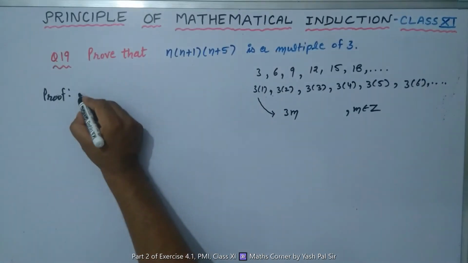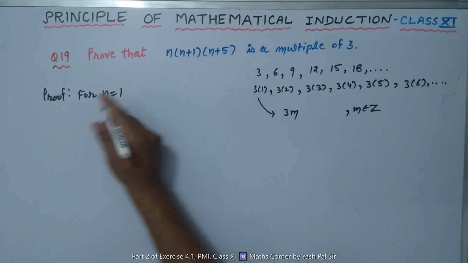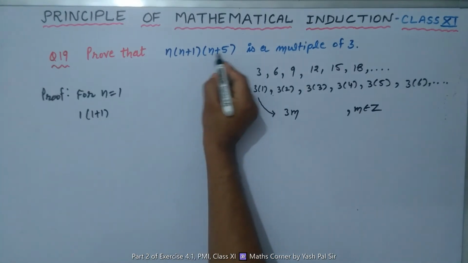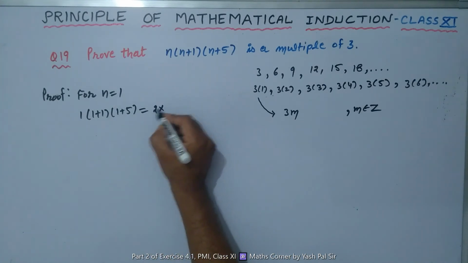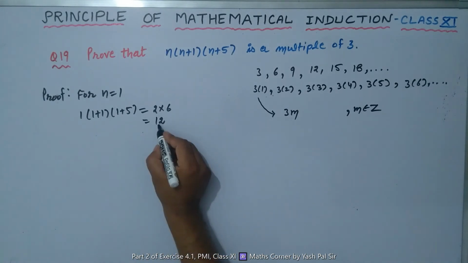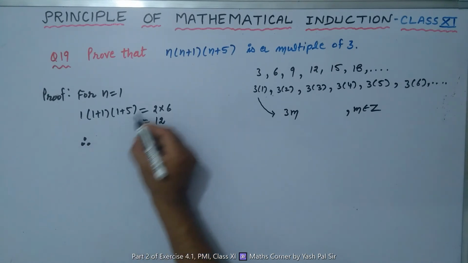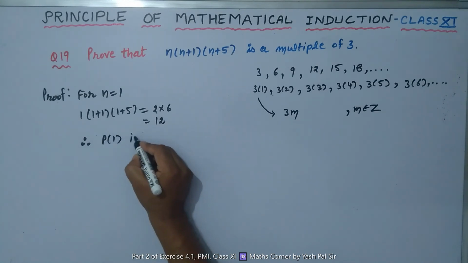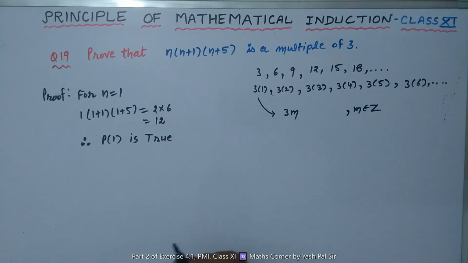First of all, for n is equal to 1, what is left hand side? 1 into 1 plus 1 into 1 plus 5, this becomes 2 into 6 is equal to 12. So what is 12? 12 is here. So the statement is true for n is equal to 1. The statement P1 is true.